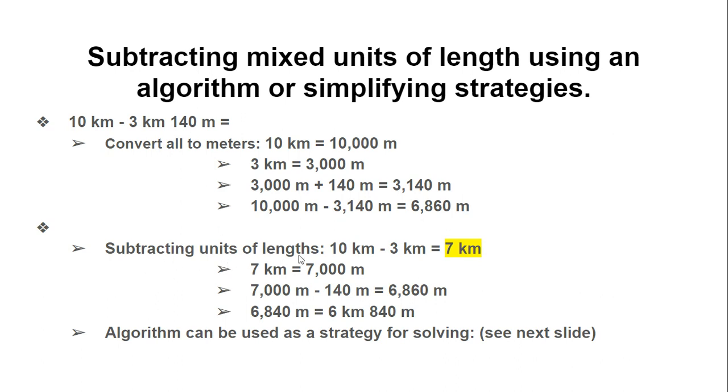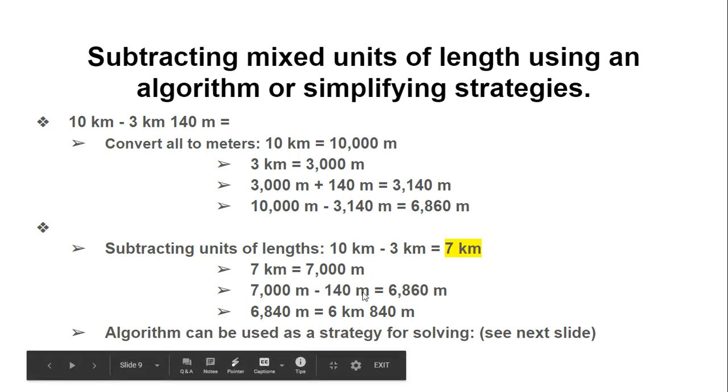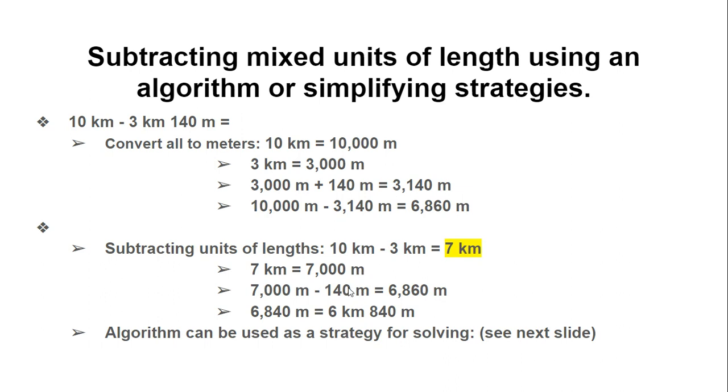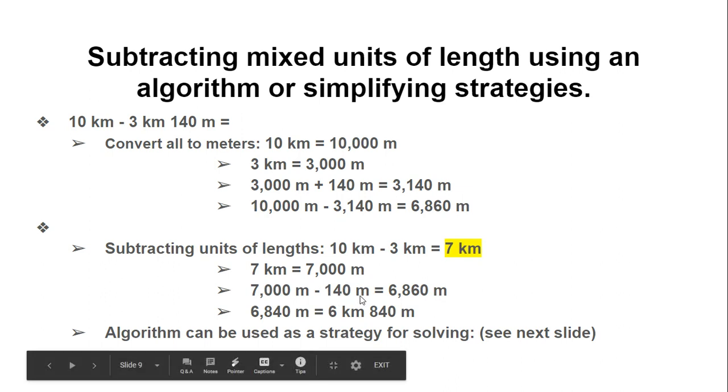We can subtract units of length. So just sticking with kilometers first, 10 kilometers minus 3 kilometers equals 7 kilometers. Then convert my kilometers to subtract off the additional 140 meters. So 7,000 meters minus 140 meters is 6,860 meters. Then, of course, converting back to my mixed number.